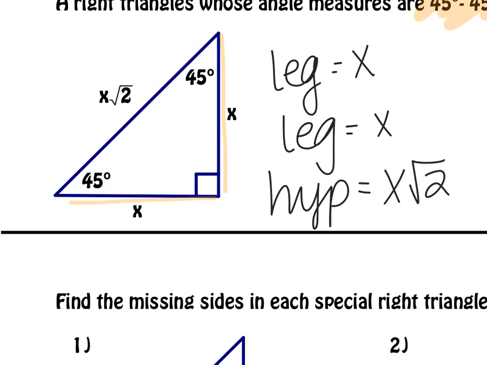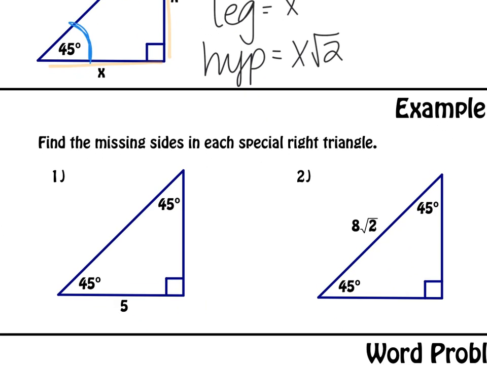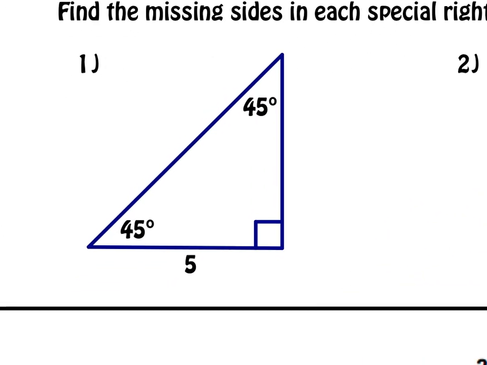And then I answered this question a couple times for some people. How do we automatically know it's a 45, 45, 90? If those two angles are the same, I know that the legs are the same. Plus, we know that all the angles of a triangle have to add up to 180, and so that's how we can figure out our missing angle if we're given that. Okay? Find the missing sides in each special right triangle.